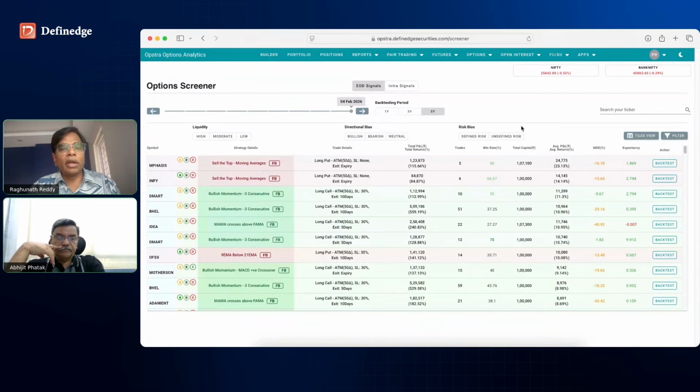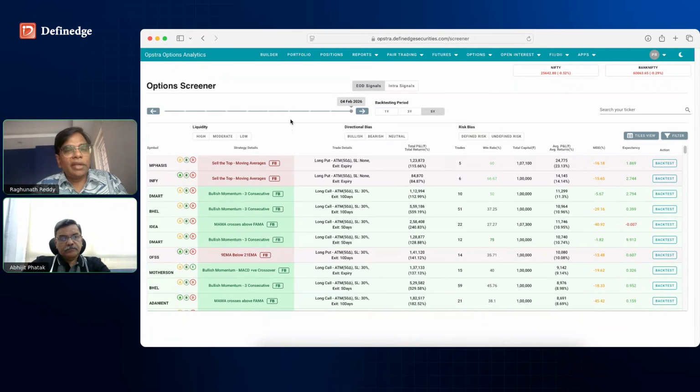So if you don't want to take undefined risk or unlimited risk, then choose defined risk strategies. In these defined risk strategies, your loss is always limited. When you enter the strategy, you already know what your loss will be. So like that, you have these multiple filters based on which you can choose what kind of trade you want to go with.